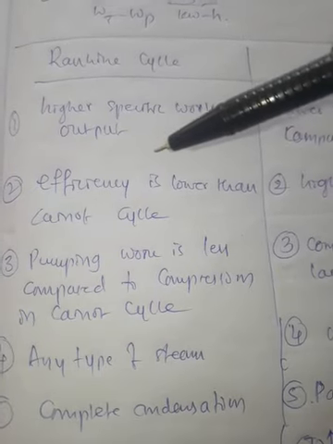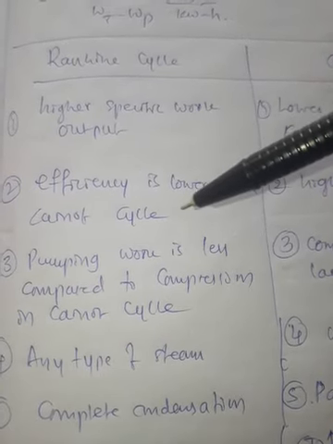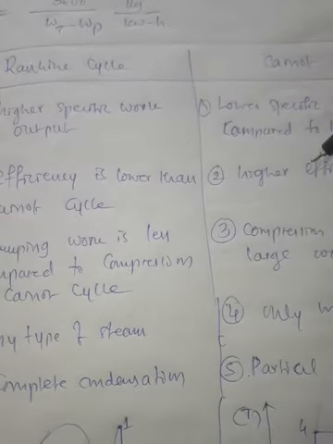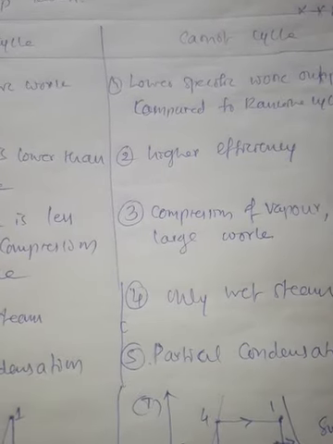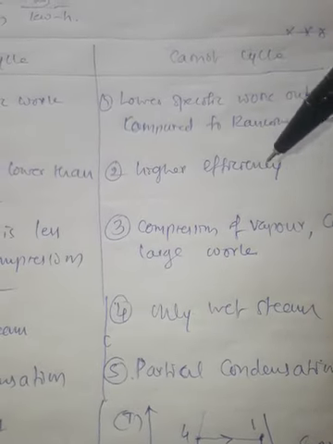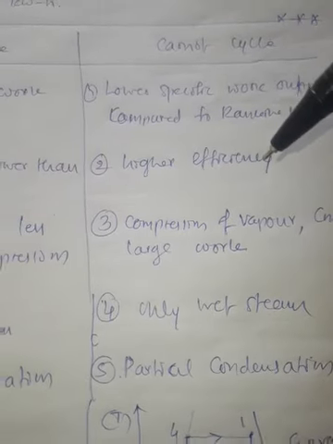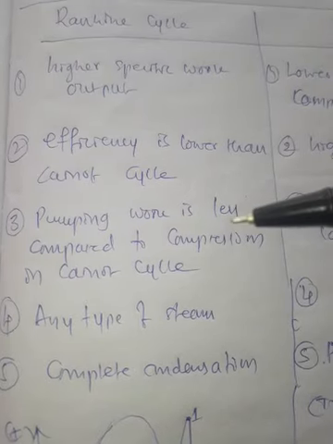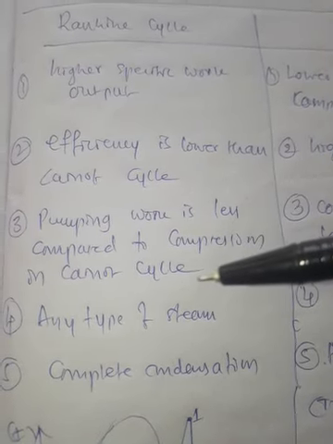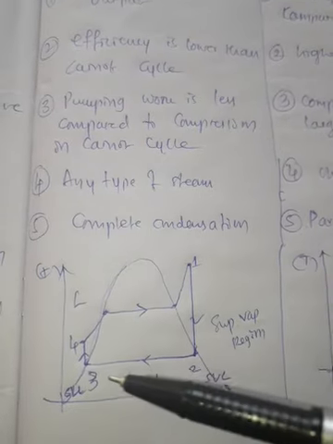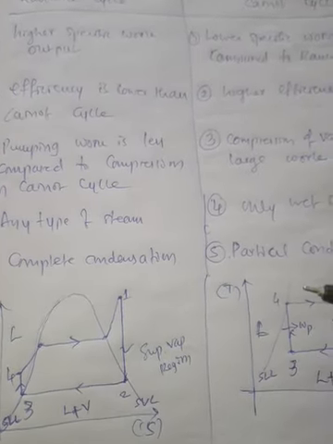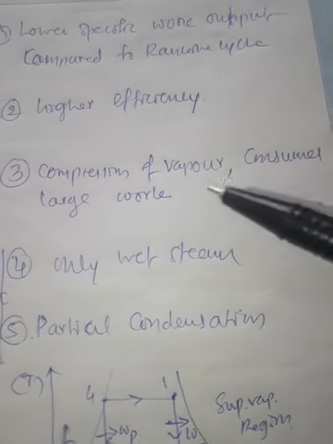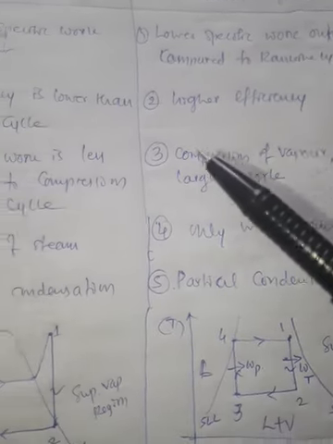The second difference: efficiency is lower than the Carnot cycle. Rankine cycle efficiency is lower than the Carnot cycle because the Carnot cycle is an ideal cycle, so it has higher efficiency than the Rankine cycle. Now, pumping work is less compared to compression in the Carnot cycle. We have already discussed this point: process 3 to 4 requires less work compared to the Carnot cycle, since compression of vapor consumes larger work. That is about the third difference.